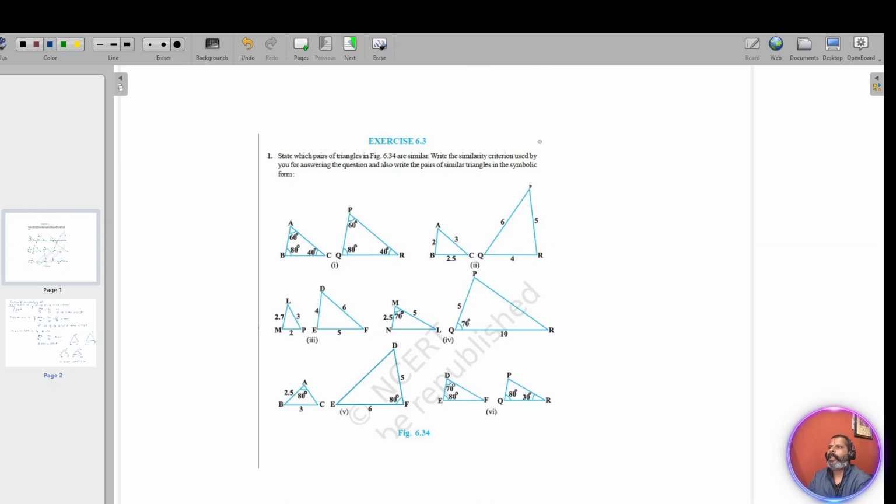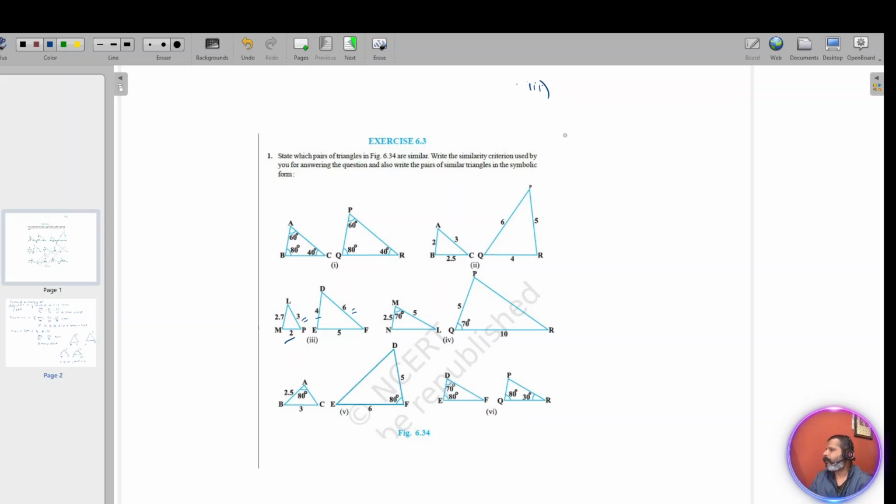What is the third one? LMN and DEF are given. If you observe the figure, the third one, 2 and 4 we can make a pair, so 2 by 4 becomes 1 by 2. 3 by 6 becomes 1 by 2, but 2.7 by 5 will not become 1 by 2. So clearly these are not similar, but we have to show that the ratios of the sides are not equal.